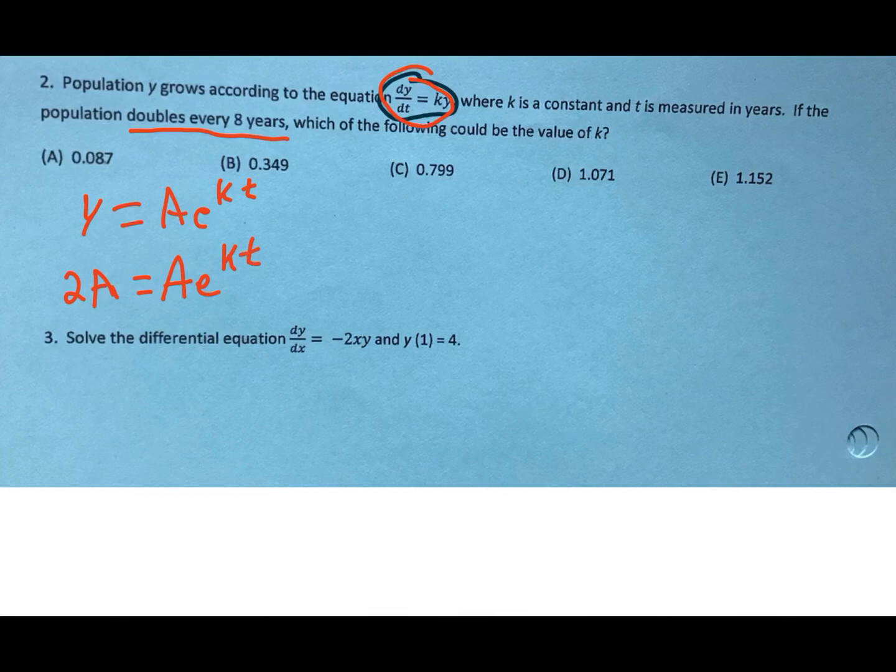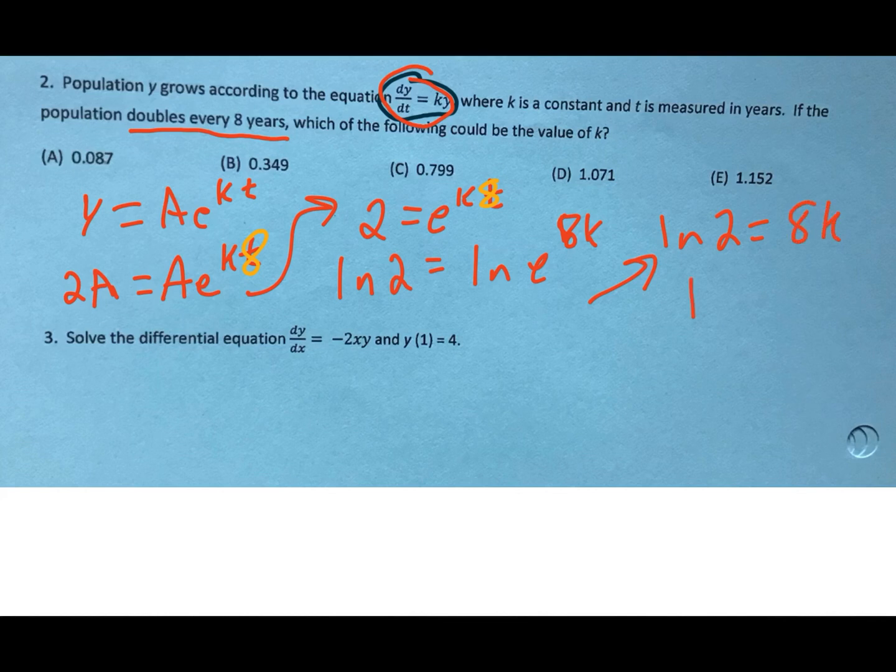Okay, and so it doesn't matter what the initial population was. After you write this, you can very quickly see the a's are going to cancel out, and so then we're looking for when 2 equals e to the kt, and then from there we're solving. And we were told doubles every 8 years, so I could plug in an 8 right away for time. If I plug in that 8, that becomes fairly easy here. I'm going to simply take the natural log of both sides. That gives me the natural log of 2 is equal to 8k, and so the natural log of 2 divided by 8 will equal k, and that's going to be our answer. That's approximately 0.087, so that looks like A.